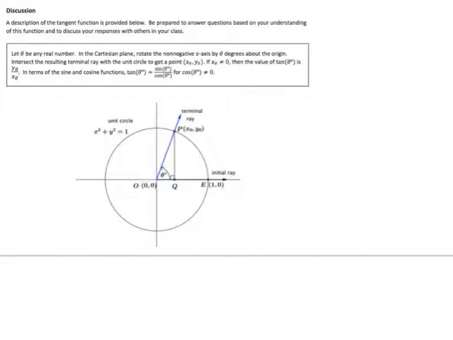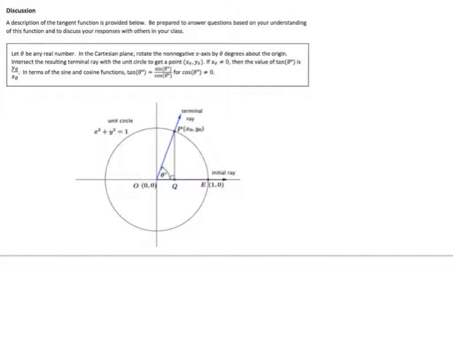Here we're just summarizing what we just said in the last slide. Let theta be any real number, it's our degree of rotation. In the Cartesian plane, rotate the non-negative x-axis by theta degrees about the origin. Intersect the resulting terminal ray, the ray that results from our angle of rotation, with the unit circle to get a point xy.